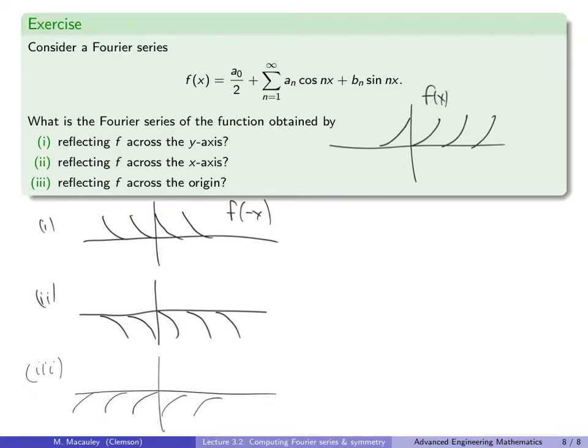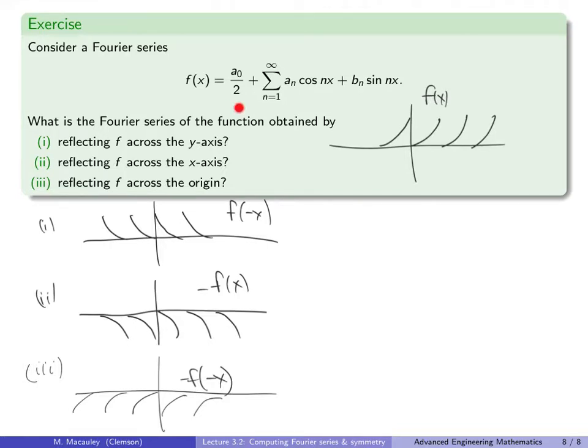What is the function that's reflected across the x-axis? Now be careful here. A middle schooler could tell you any function reflected across the x-axis is just this negative. This is negative f of x. And finally, the function reflected across the origin, this is negative f of negative x. So a function is odd if this function is equal to that. This one clearly is not. So now, what's the Fourier series of these new functions?